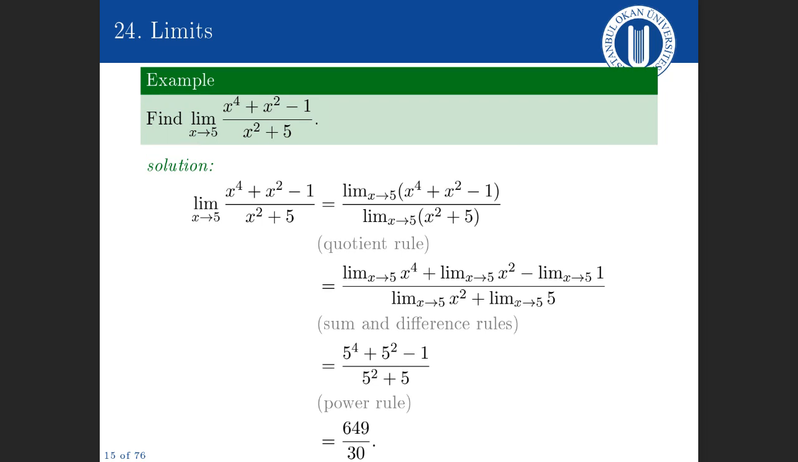Then in both the top and the bottom I have pluses and minuses. I want to use the sum rule and the difference rule to break the limit into smaller limits at every plus and at every minus. So that's the limit of x to the power 4 plus the limit of x squared minus the limit of 1, divided by the limit of x squared plus the limit of 5.